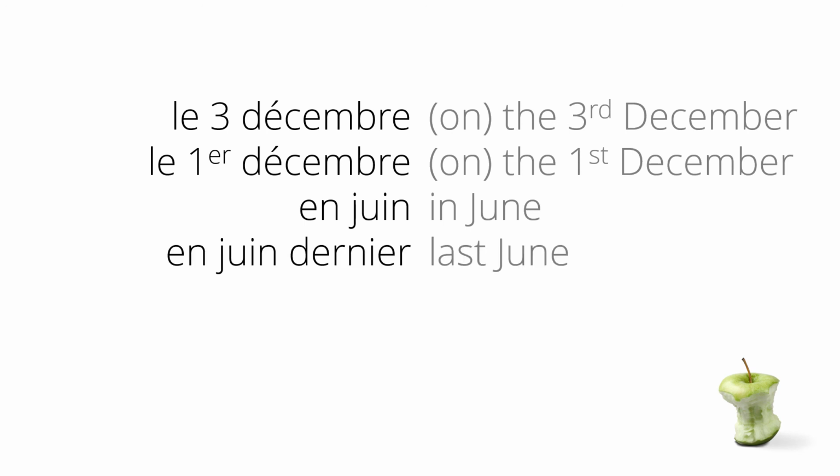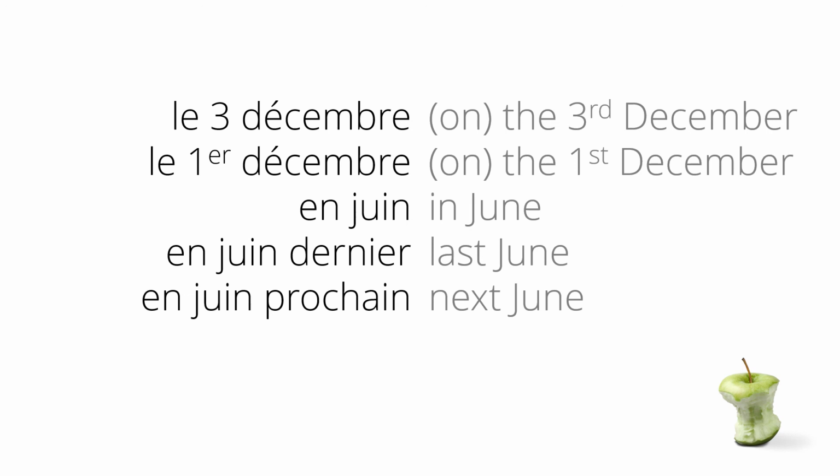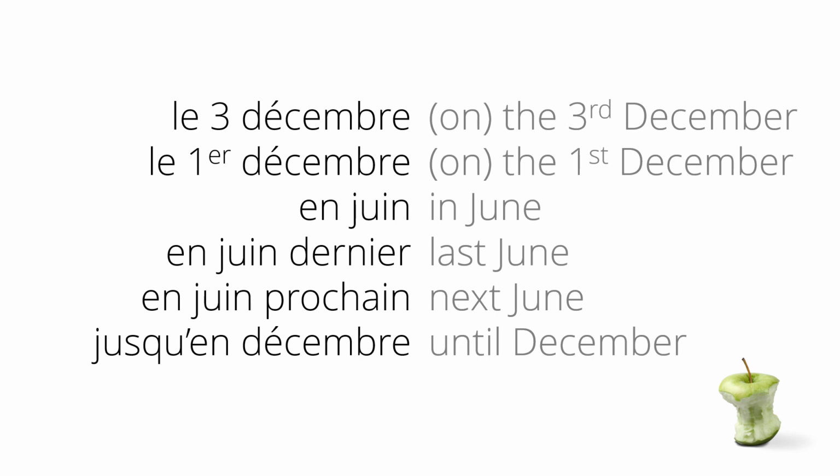So, to recap then, le 3 décembre means the 3rd of December or on the 3rd of December. Le 1er décembre means the 1st of December, or on the 1st of December. En juin means in June. En juin dernier means last June. En juin prochain, next June. Jusqu'en décembre means until December.